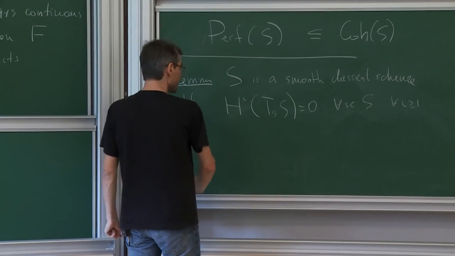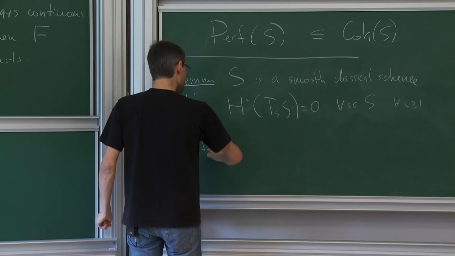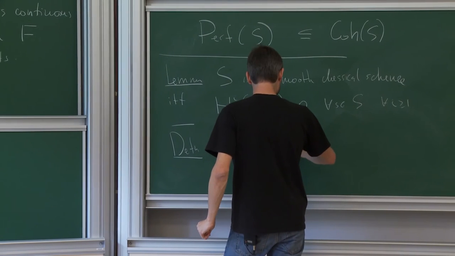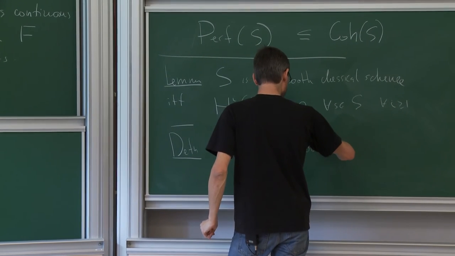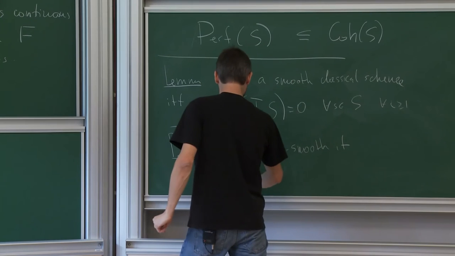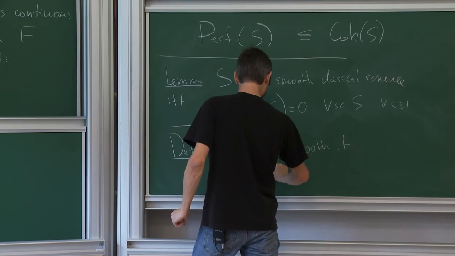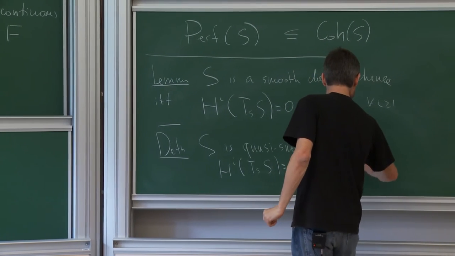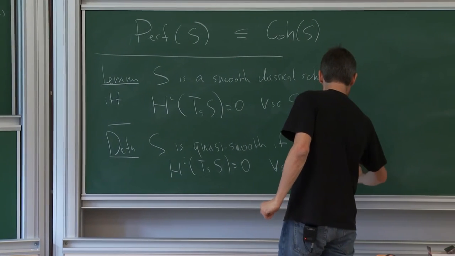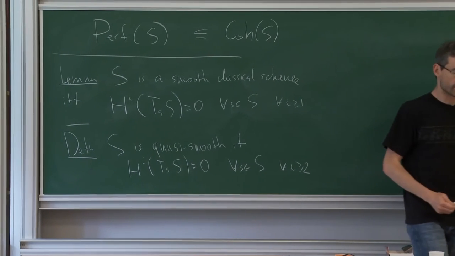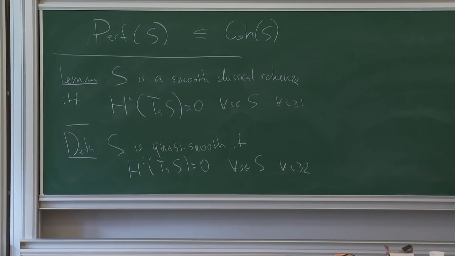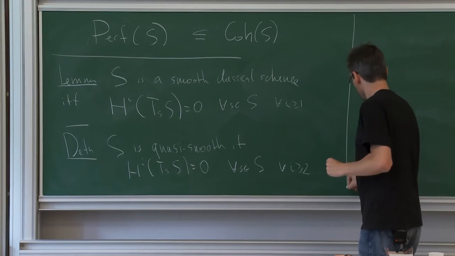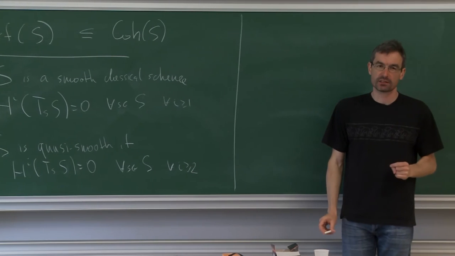So now comes the definition. S is quasi-smooth if these guys vanish for i greater than 2. So it differs from smooth, but in that you allow one extra cohomology. So this is a very convenient definition.